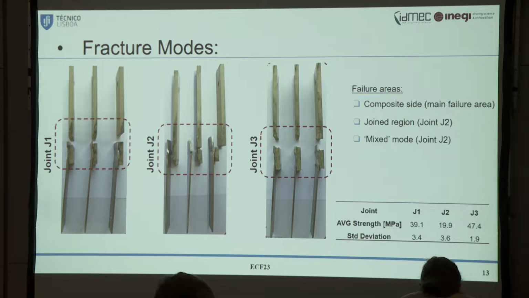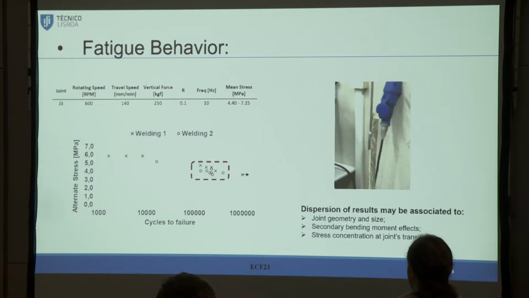In terms of the fracture modes, we observe different fracture surfaces, and in the majority of the specimens the fracture mode was on the composite side, as you can see here in joint number 3 and joint number 1. Joint number 3 presents 3 different fracture modes on the composite side, in the joint region, as you can see here, and a mixed mode composed of the other 2.